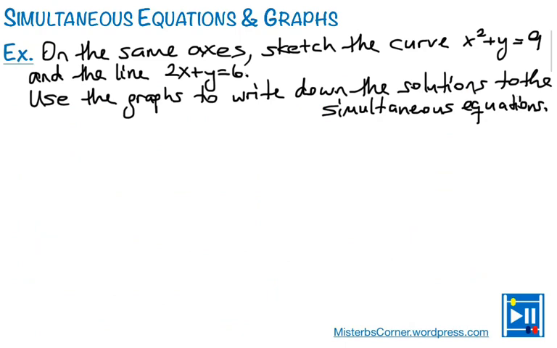Right, this question says: sketch the curve and the line and use the graphs to write down the solutions to the simultaneous equations. So this is quadratic simultaneous equations. You can see one quadratic and one linear, right? Without solving it, without using algebra, just by drawing the graphs, we're going to find out the solutions. So let's see.